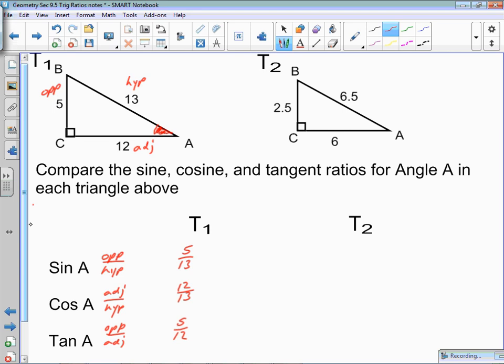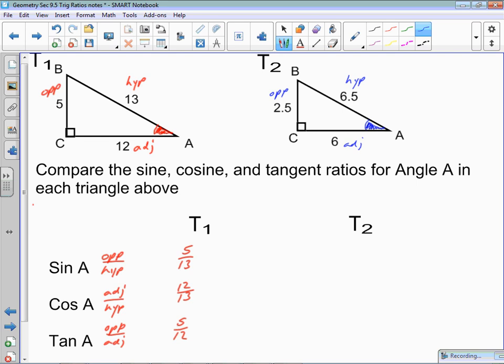So now for triangle 2. Also still looking at angle A. And the two triangles are in the same orientation, so all the sides that we looked at on the first triangle will match up with the sides in the second one. So BC is going to be the opposite. BA is the hypotenuse. And CA is the adjacent.